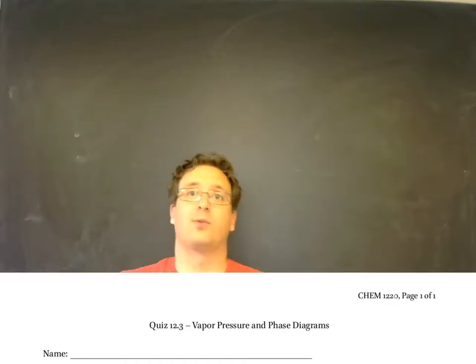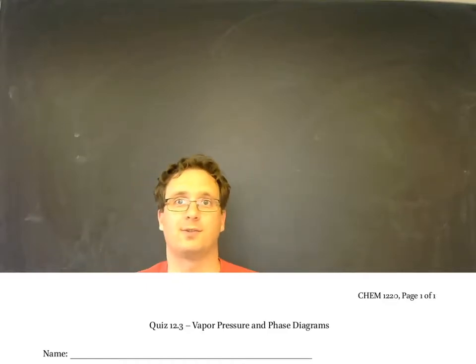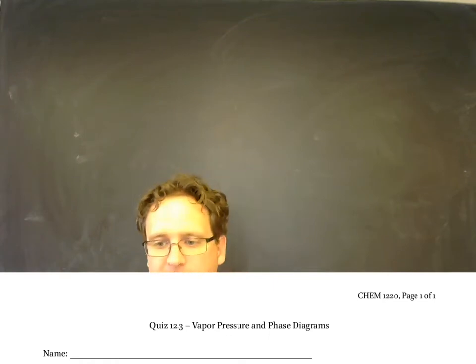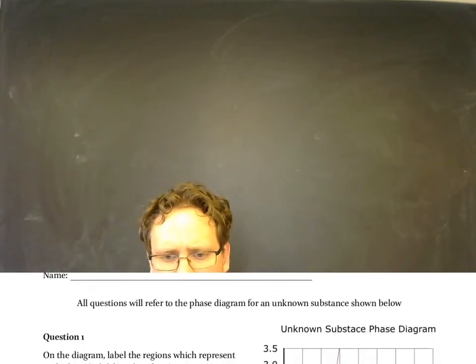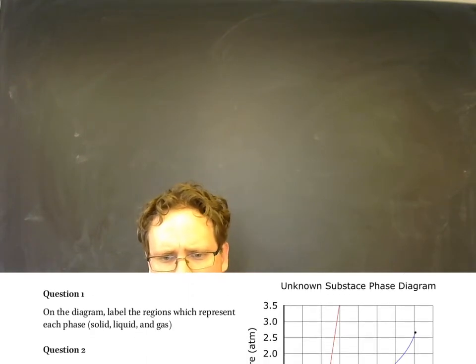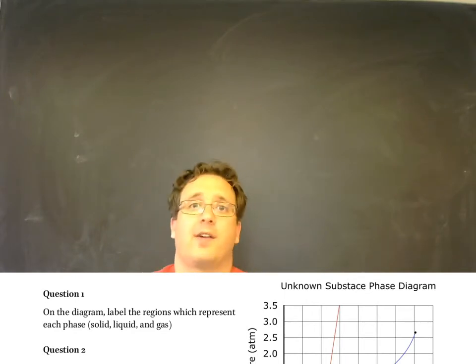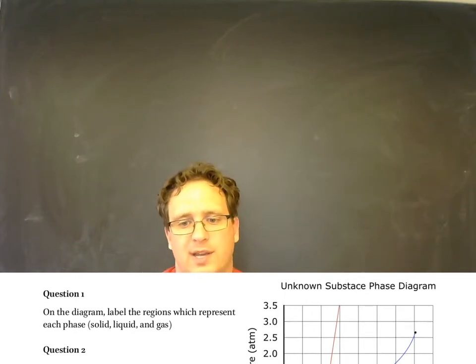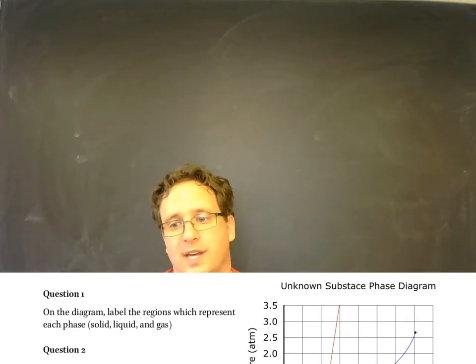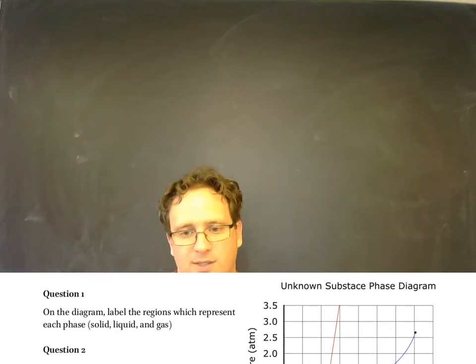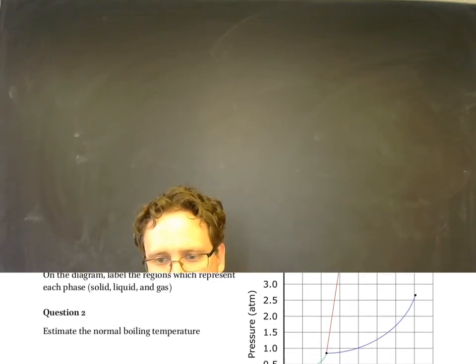Okay, so quiz 12.3 has to do with vapor pressure and phase diagrams. If we move down here to question 1, we have a phase diagram given at right, and we're supposed to label the regions which represent each phase, solid, liquid, and gas.